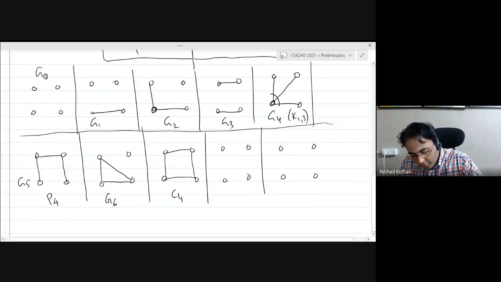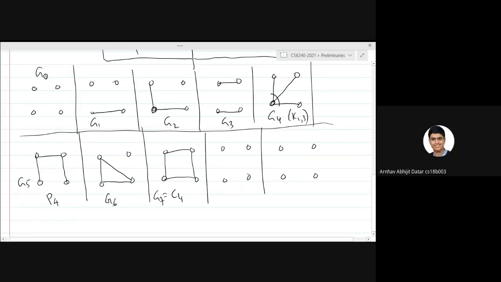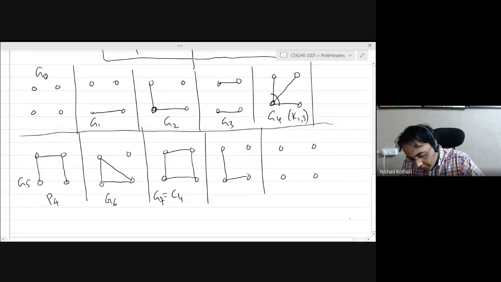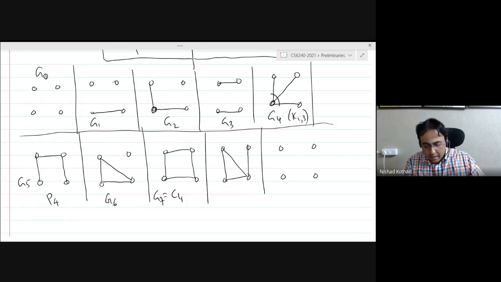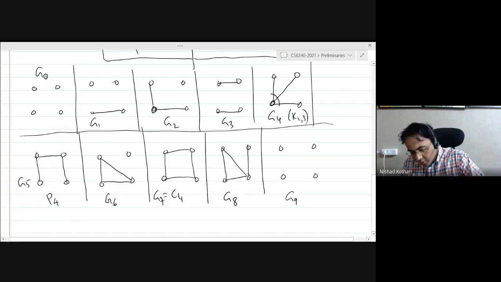So there is C4. What about the other possibilities? C3 with another edge. And I believe these are all the possibilities. Is that right? Yes, sir. Okay. Now we are going to go to G9, which is all graphs with 5 edges.